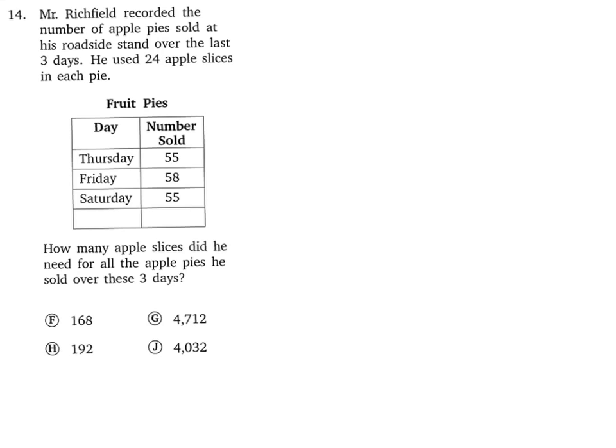What is going on in this problem? Because remember, we do that mind movie, and you're supposed to be picturing it. When I read it, when Isaiah read it, you should have seen Mr. Richfield. What is he doing? He's selling. He's at this stand where? On the roadside. So he's right on the side of the road, and he's selling what, Matthew? Apple pies. And he said he recorded the number that he sold.